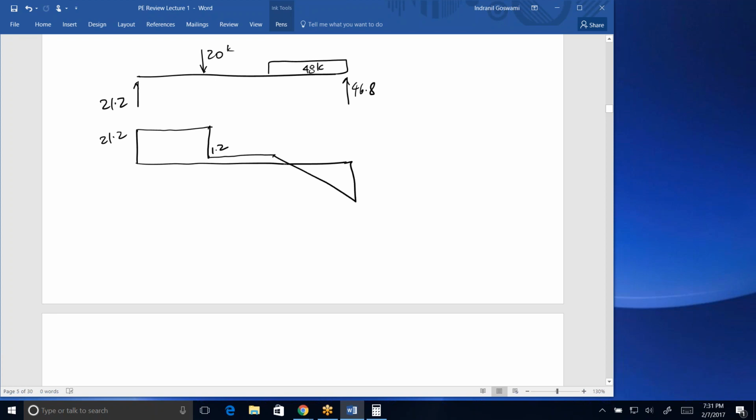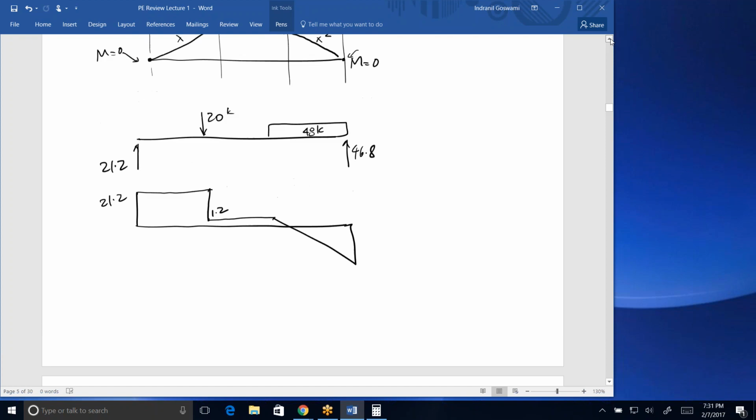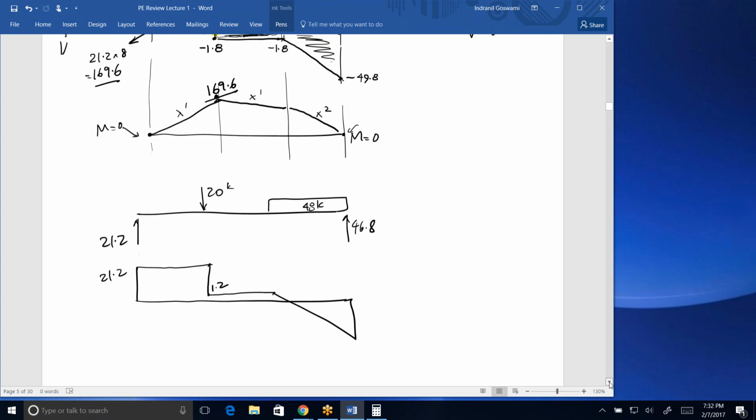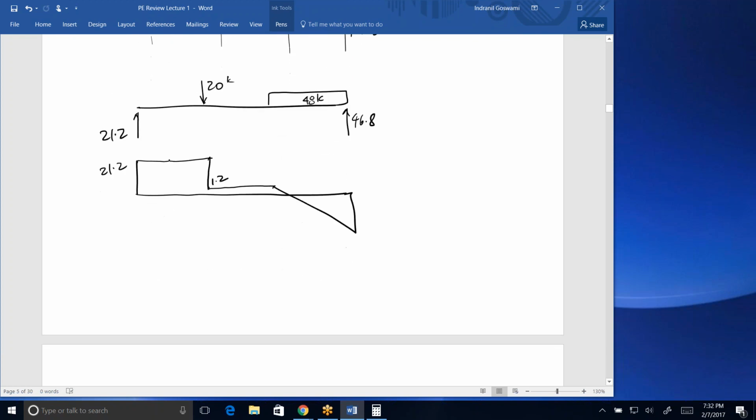Now, this is a little bit harder than what happened earlier. What happened earlier was it went through a zero crossing right at the location of that 20 kip load, and so we ended up with a nice rectangle here and a rectangle here. Here, we also have a rectangle here and a rectangle here. So you got three shapes, actually 4 shapes.